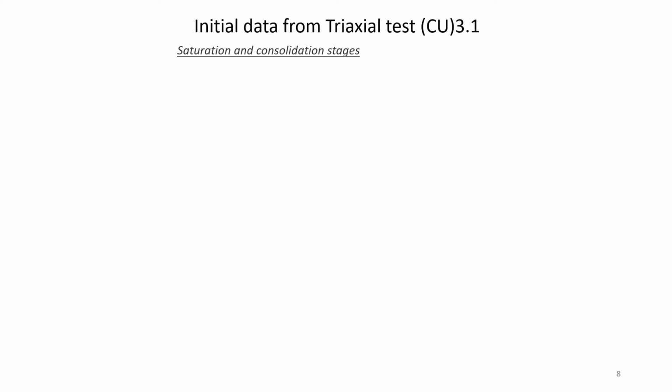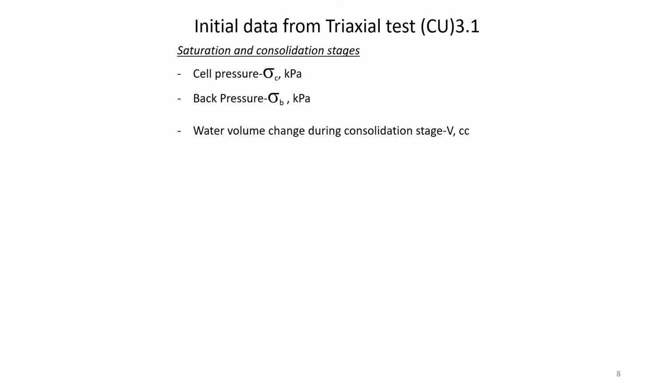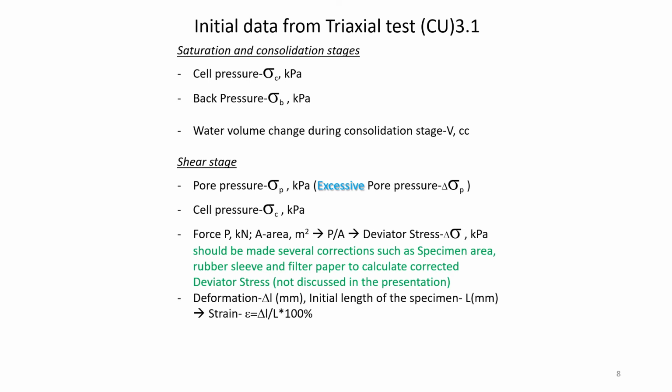Okay, so saturation. What you operate with during saturation is cell pressure, back pressure, and volume. Then during the shear stage, you have pore pressure, and actually you are looking for excess pore pressure. Your cell pressure is constant, and your force or deviator stress is changing.